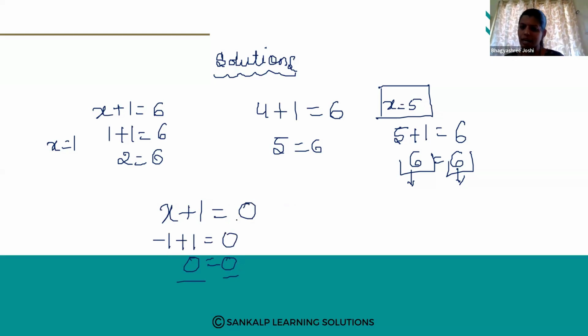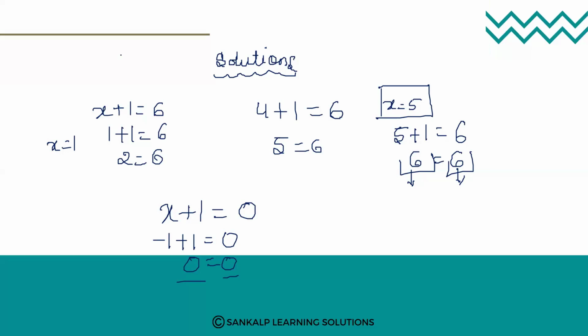So we don't need it to be 0. Here it may be anything. It may be 0, it may be 1, it may be 2, anything. But the RHS part and the LHS part should be equal. Okay. So this is important.